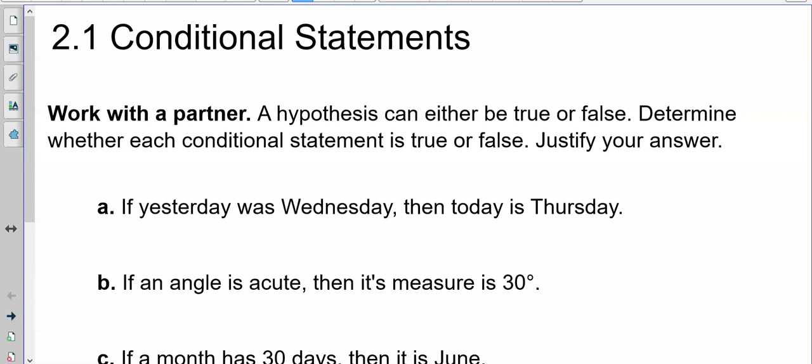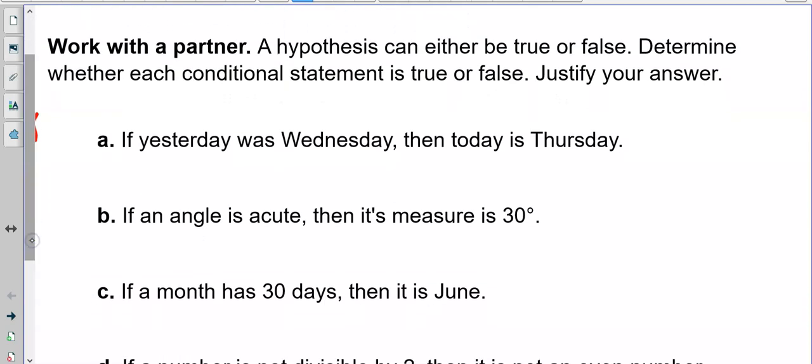All right, Unit 2. So obviously, you're not going to be working with a partner on this. So you can hit pause and try to come up with these on your own or just watch. It says a hypothesis can either be true or false. Determine whether each conditional statement is true or false. Justify your answer. It says, if yesterday was Wednesday, then today is Thursday.